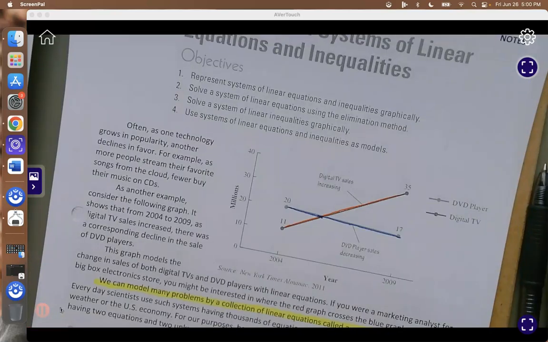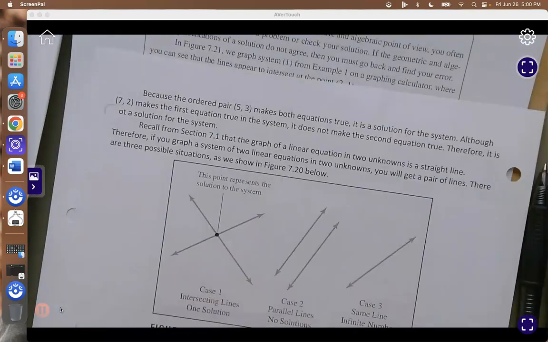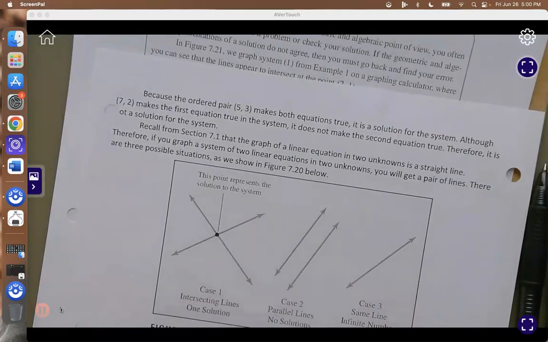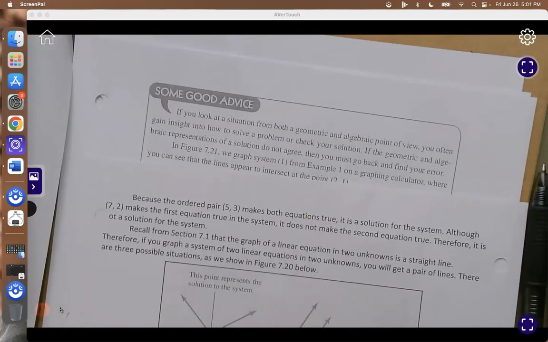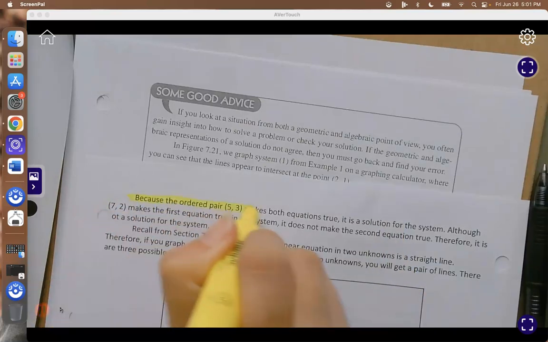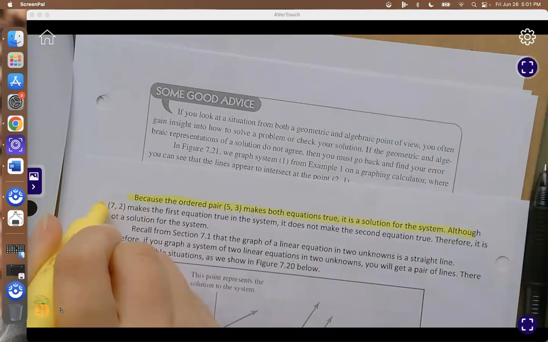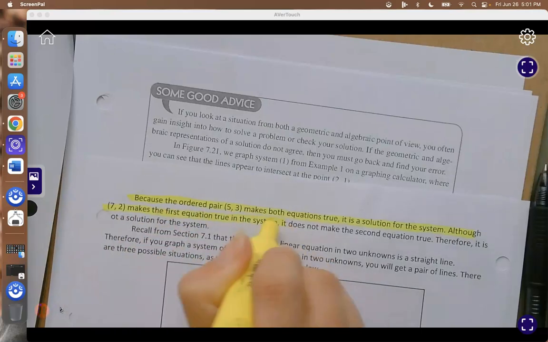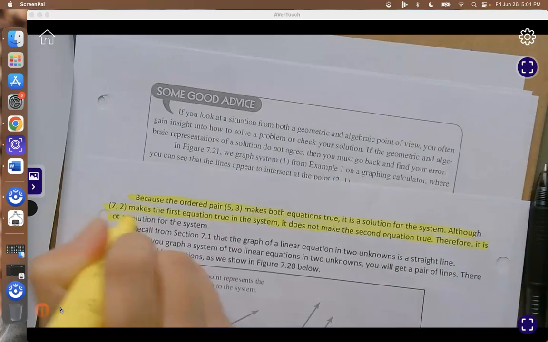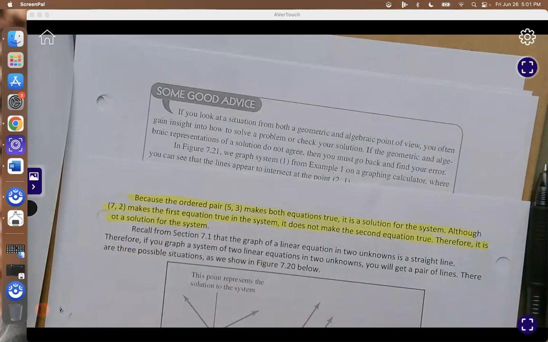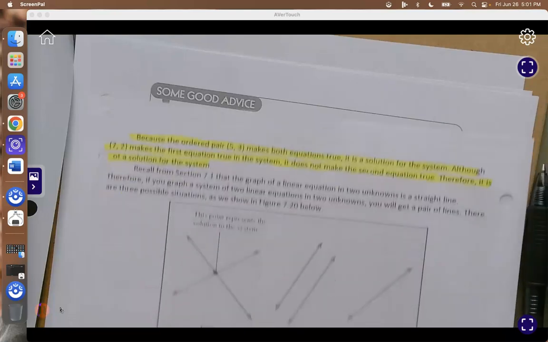Okay, so moving on to the next part. Because the ordered pair 5, 3 makes both equations true, it is a solution for the system. Although 7, 2 makes the first equation true in the system, it does not make the second equation true. Therefore, it is not a solution for the system. It's only a solution for the first equation. If you want to see if it's a solution to both, it has to work in both.